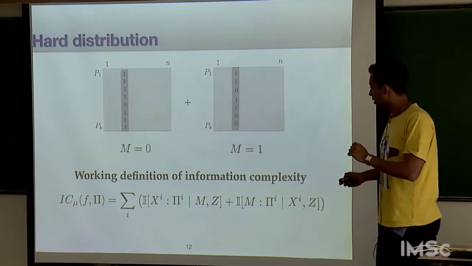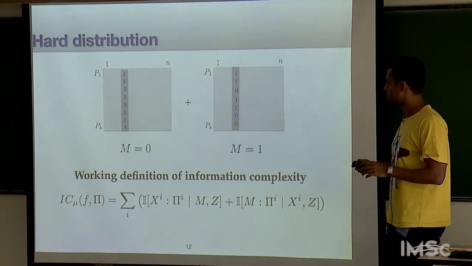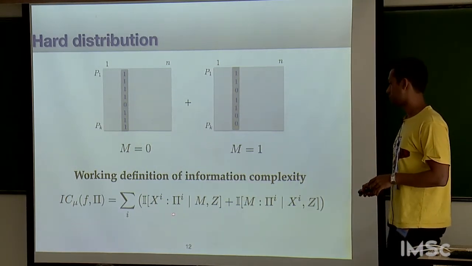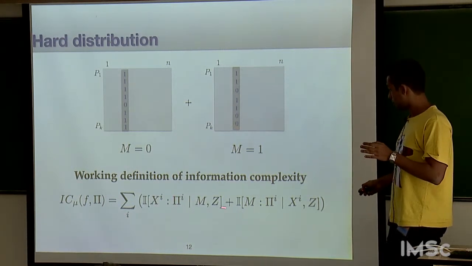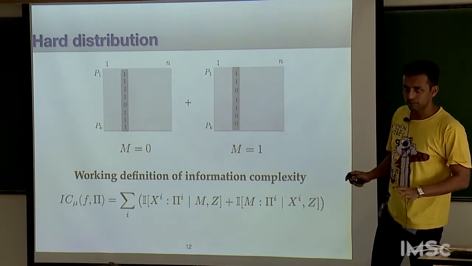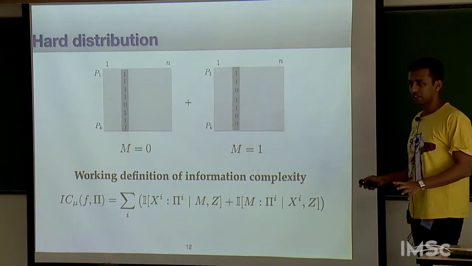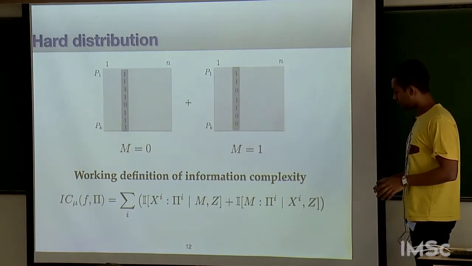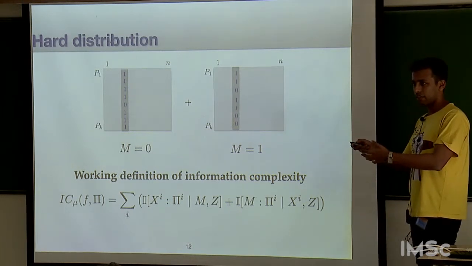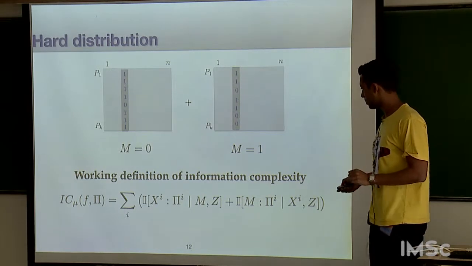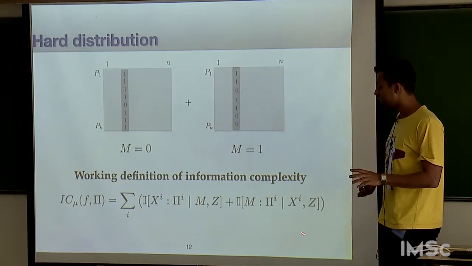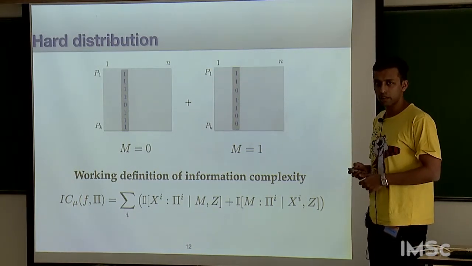Anyway, for this hard distribution to work, we have to come up with a very fine-grained notion of information complexity. This is a pretty complicated term, but it is just a fine-graining of the term we mentioned before. One part is the players' information, and the other part is the coordinator's information. Do not worry about this term. We just need this way of saying it to make it work.